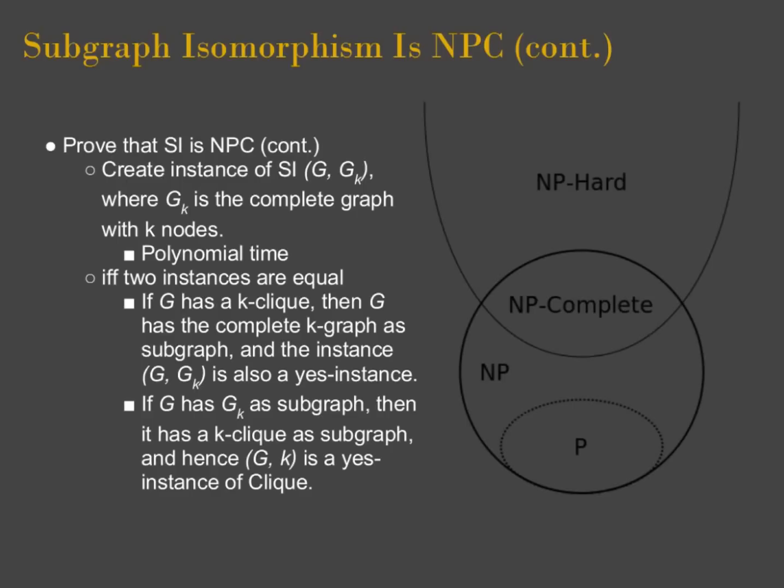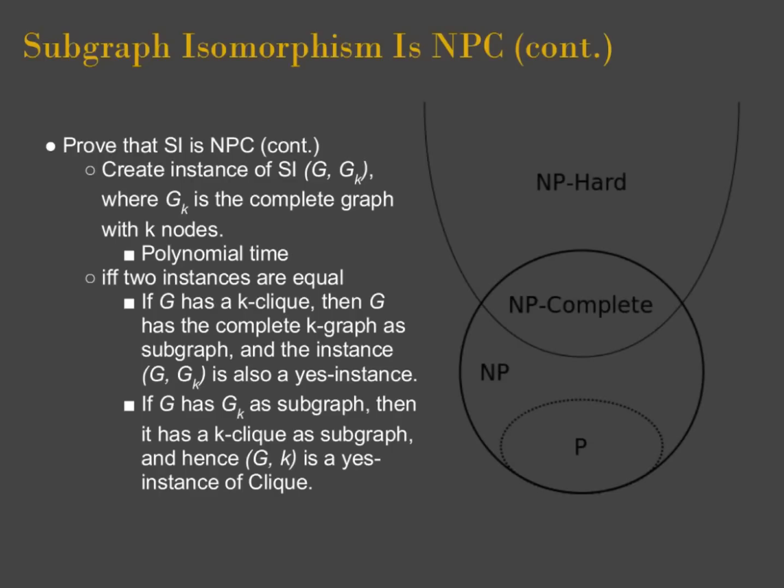We can say these 2 instances are equal if we can show that the clique problem equals this instance of SI that we made, and if the SI instance we have is equal to an instance of clique. So if G has a K clique, then G has a complete K graph as a subgraph. And the instance G sub K is also a yes instance. If G has G sub K as a subgraph, then it has a K clique as a subgraph, and hence G comma K is a yes instance of clique.